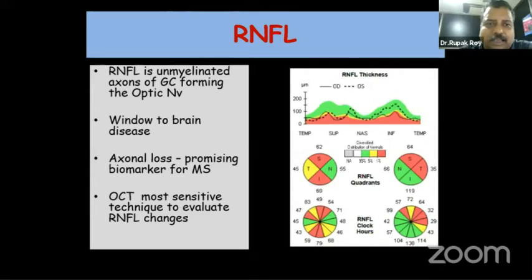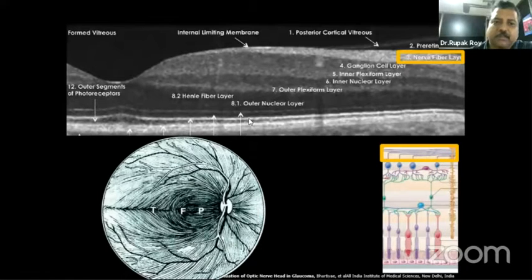The RNFL is made of unmyelinated axons forming the optic nerve. It is a window to brain disease. Axonal loss is a promising biomarker of multiple sclerosis, and OCT is the most sensitive technique to evaluate RNFL changes. If you see the cross section, this is how the layers stack up in our OCT. This is the ganglion cell layer, and this is the retinal nerve fiber layer here.